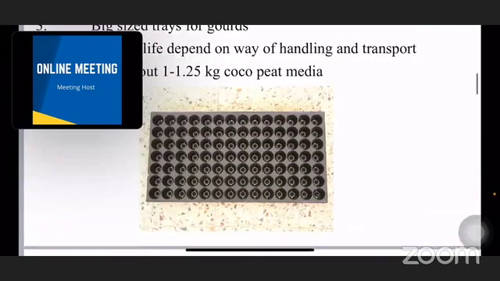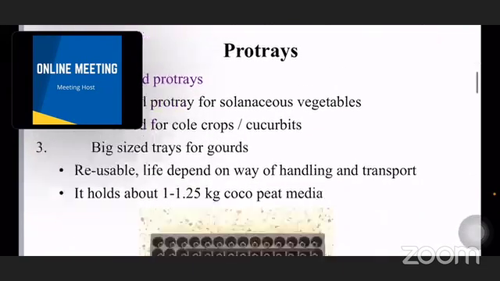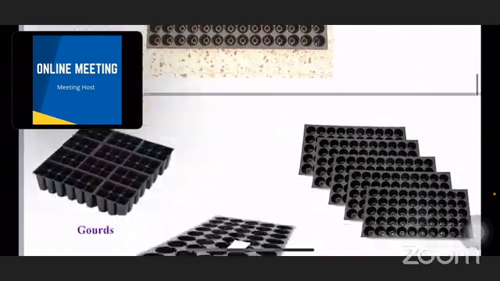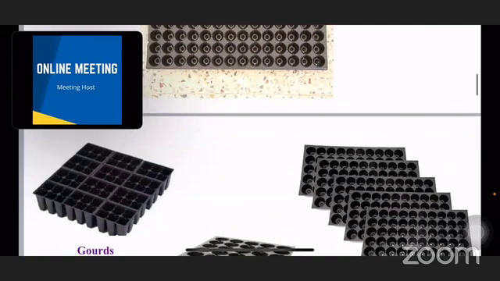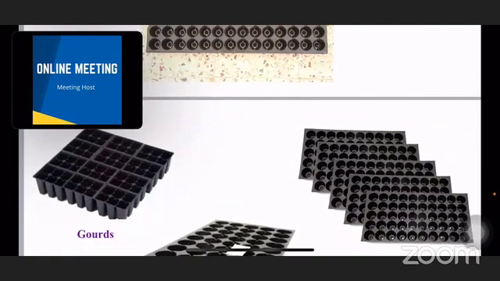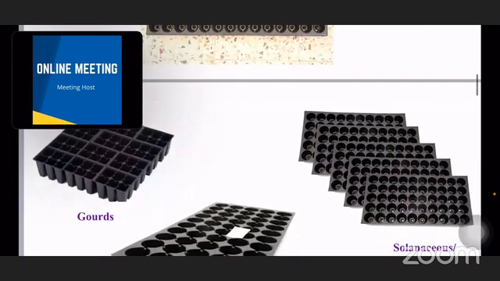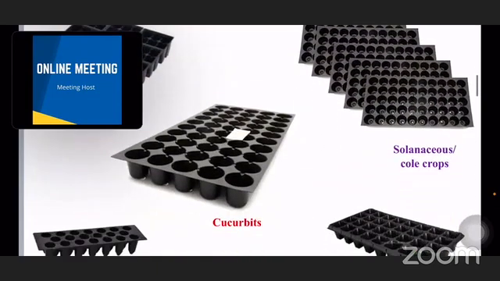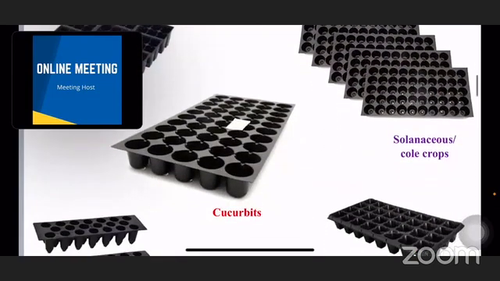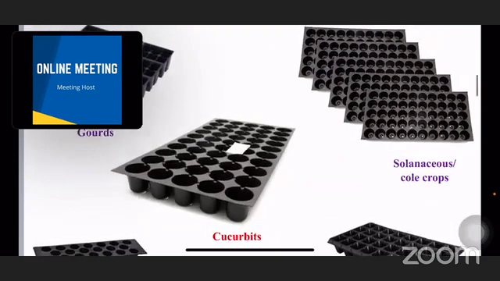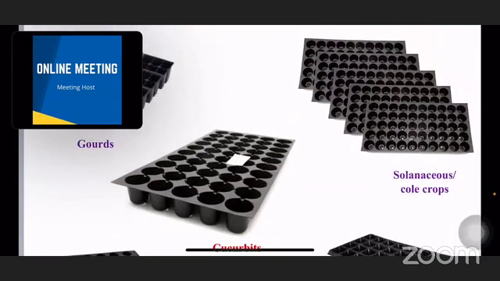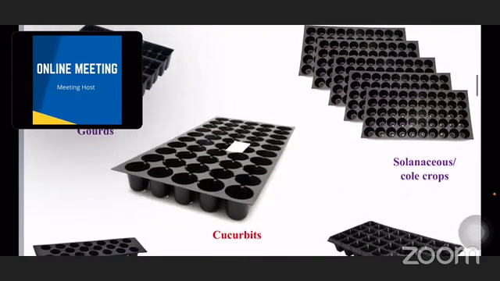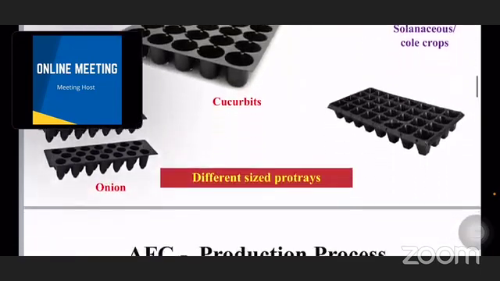This is the 98 cell protray. Here, the first one is the protray that can be used for the gourds. Those have big sized cells. Then the middle one is also bigger, that is 58 cells. Then the right one is 98 cell, that is used for the solanaceous and cole crops: tomato, chili, cabbage, cauliflower, etc.